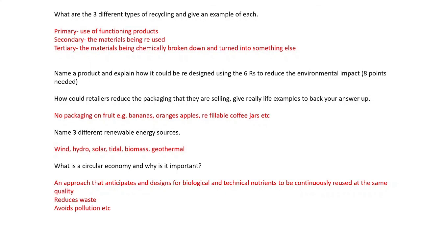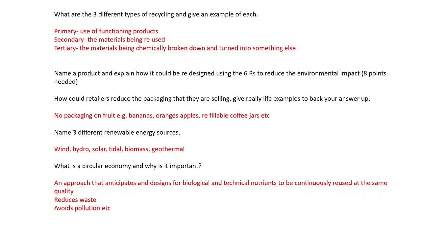Okay, so what are 3 types of recycling? You've got primary, secondary, and tertiary. Primary is functioning products that can still be used. Secondary is material being reused for another purpose, and tertiary is it being chemically broken down to reuse for something else. Name a product and explain how it can be redesigned using the 6Rs to reduce the environmental impact. That would be like the TV remote, using thinner plastic walls, making sure it's smaller, and making sure it can be disassembled nice and easily.